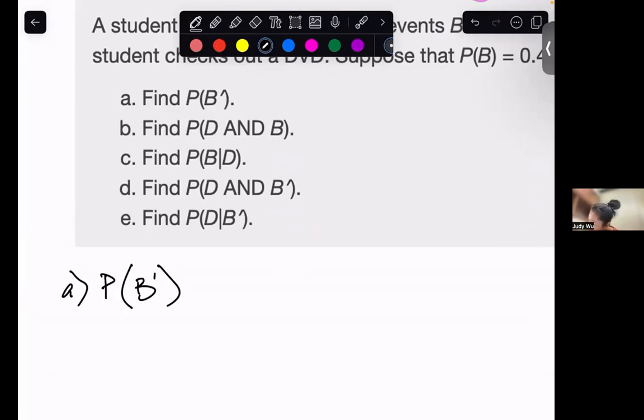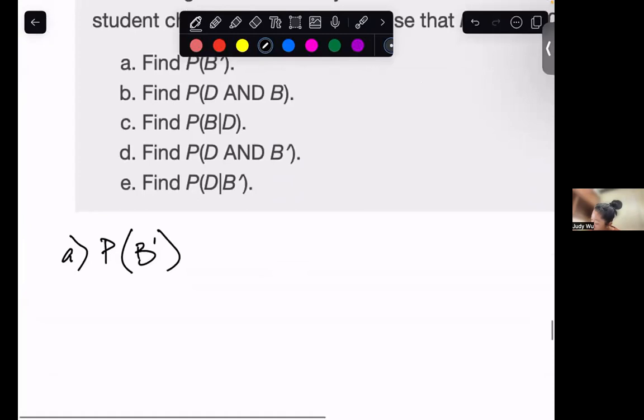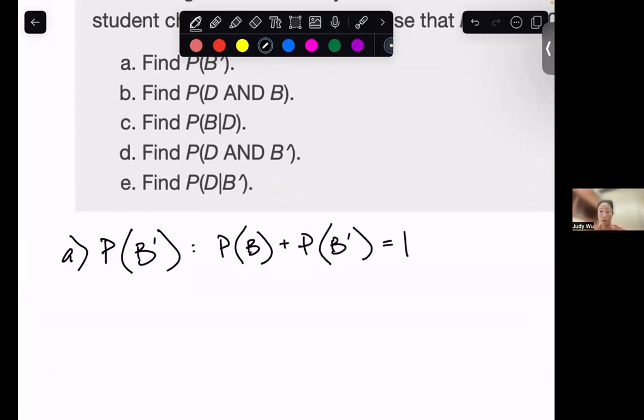And so the way we find that, it would be good to remind ourselves that the probability of something happening plus the probability of it not happening will equal 1. Always, always, okay? So either it happens or it doesn't. And so together we have 100% chance that either it's going to happen or it's not going to happen.